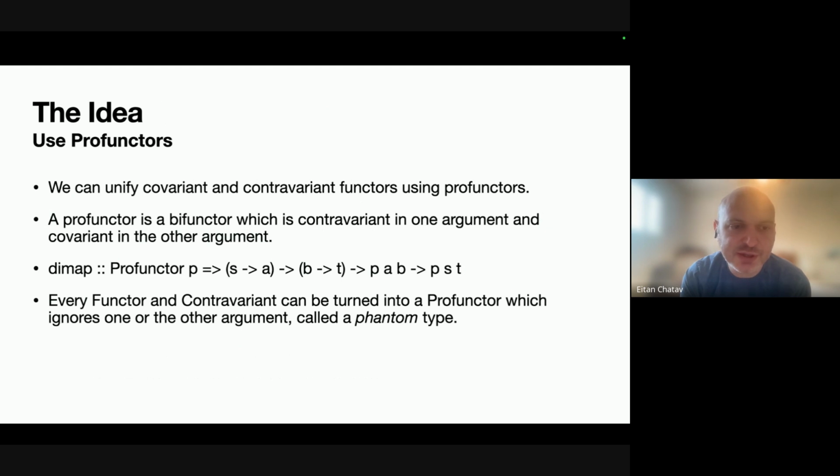And we can turn any functor or any contravariant into a profunctor by just newtyping it and adding a phantom type in the appropriate place. And therefore, we can think of profunctors as a generalization of both functors and contravariant functors.